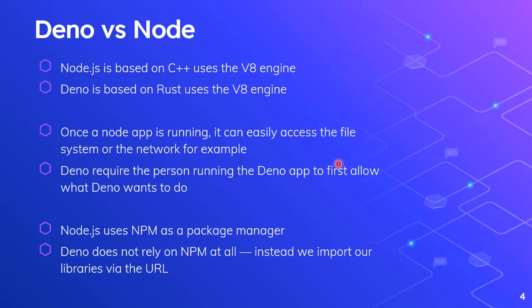Once a Node app is running, it can easily access the file system or network, for example, in Node.js. So whenever you are running a Node app, you can access the network, you can access files without giving permission to Node. But Deno requires the person running the Deno app to first allow what Deno wants to do. So the biggest disadvantage of Node.js was that permissions. There wasn't any permission system, but Deno solves this problem, and it requires that anyone who wants to do something with Deno, the permission should be given. We'll learn about the permissions.